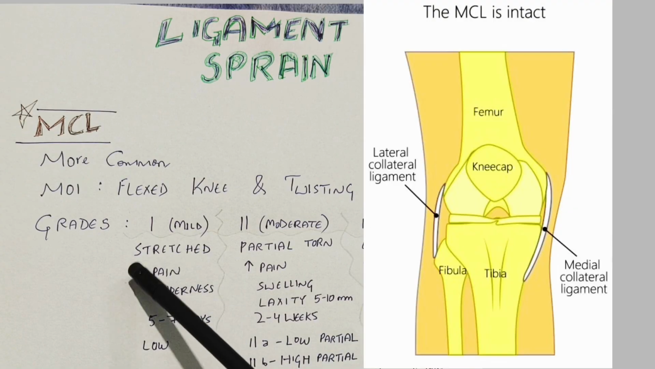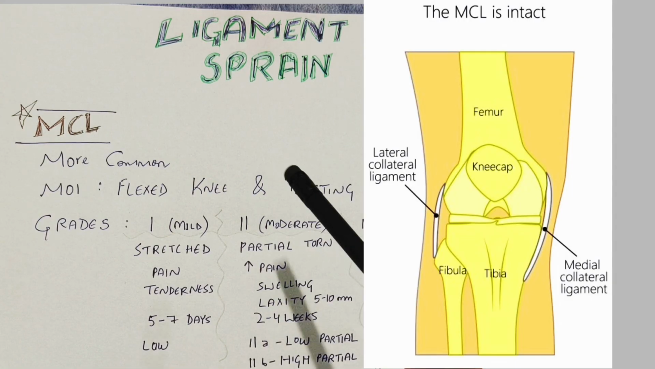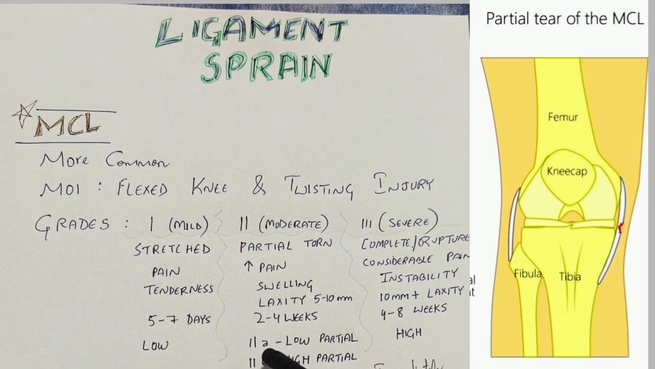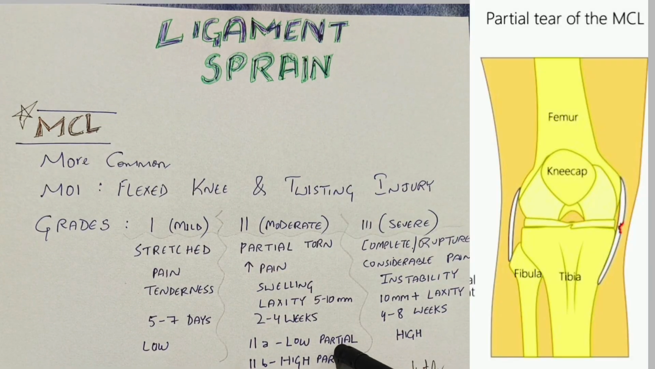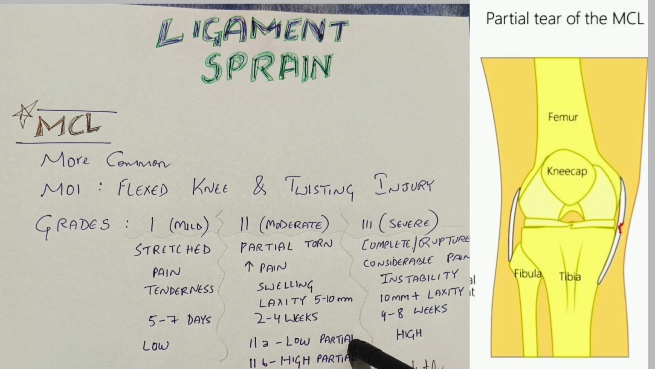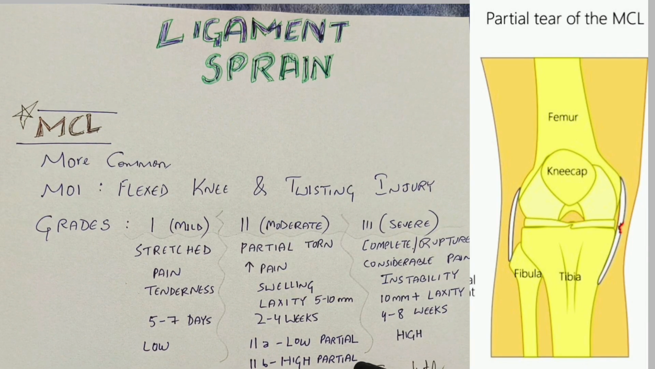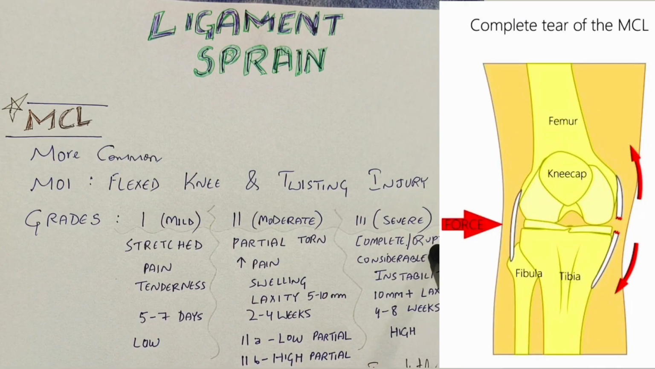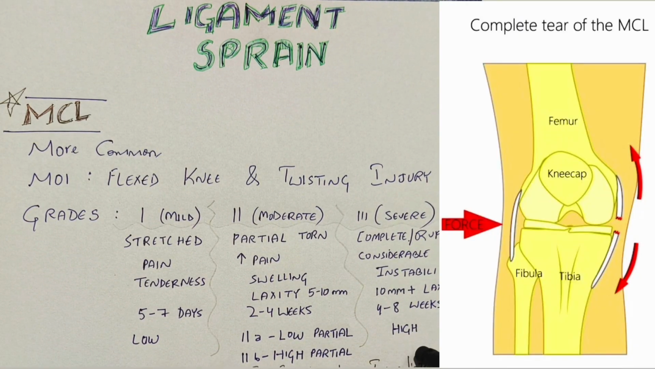In grade 1, there is a stretch in the ligament, and that's also known as a low grade injury. In grade 2, there is a partial tear in the ligament. We have grade 2A and grade 2B. Grade 2A is a low grade partial tear in the ligament, less than 50 mm. Grade 2B is a high grade partial ligament tear, with the measure being more than 50 mm. Grade 3 is a complete tear in the ligament or a rupture, and it is also known as a high grade ligament injury.